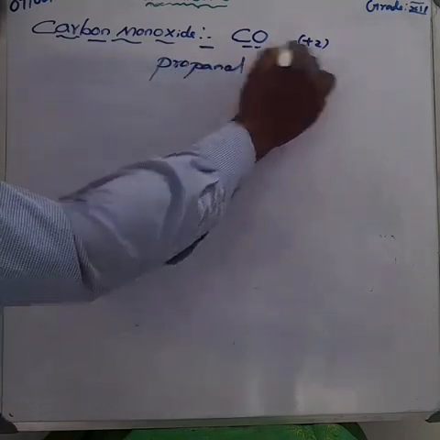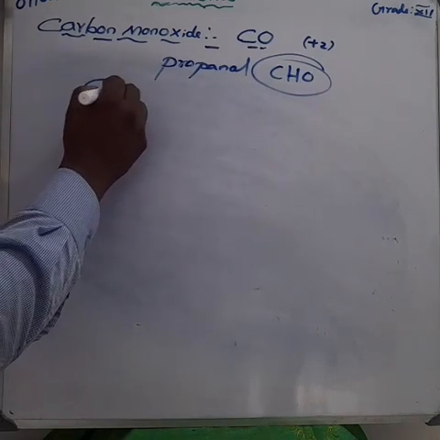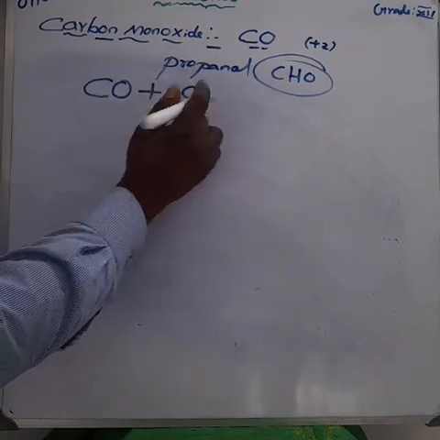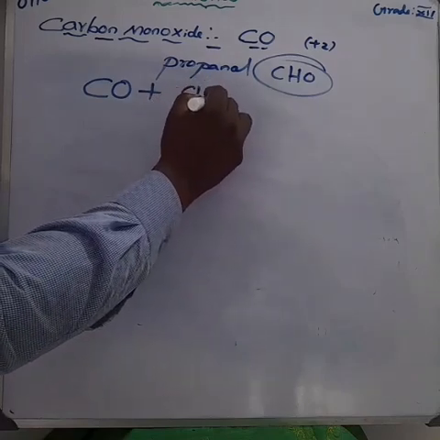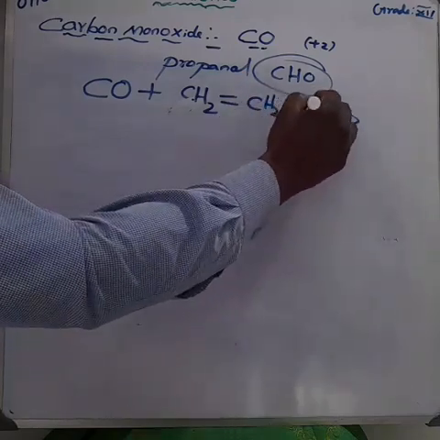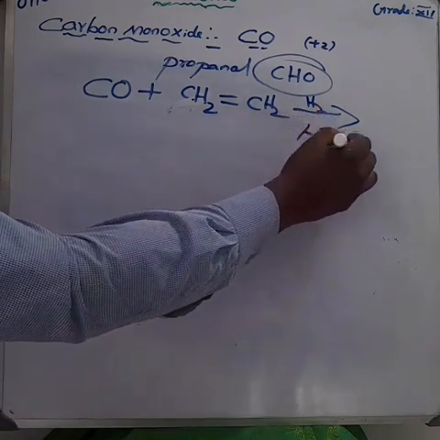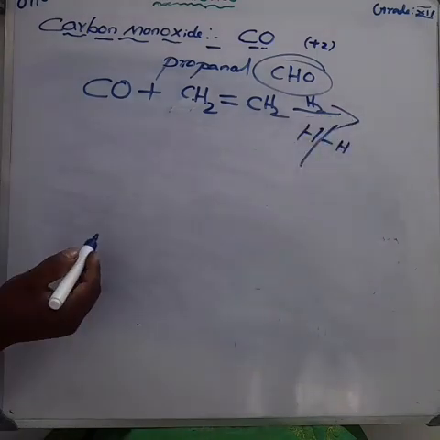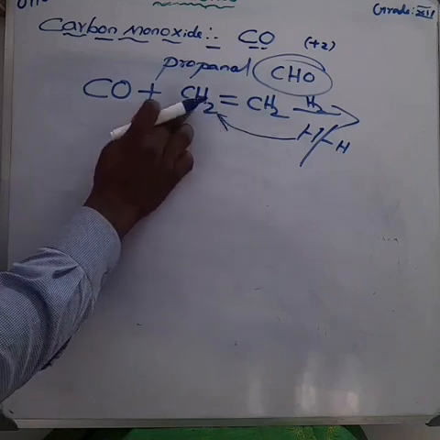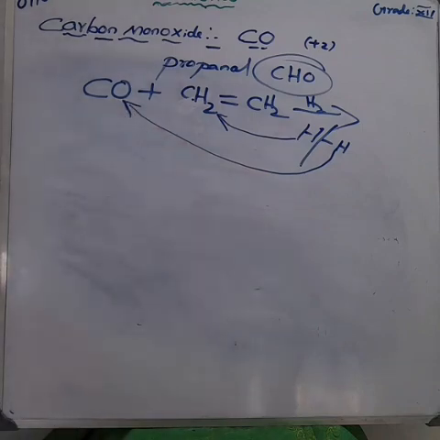Anyhow, we have to write the equation. What is the formula of carbon monoxide? CO reacts with ethene, formula C2H4, otherwise written as CH2 double bond CH2, in the presence of hydrogen, that is, we can write dihydrogen H2. So here the hydrogen is breaking. One of the hydrogens is attached to the CH2 group, and another hydrogen is attached to the CO, carbon monoxide. Can you understand, my dear children?